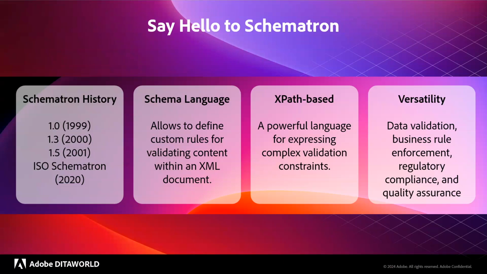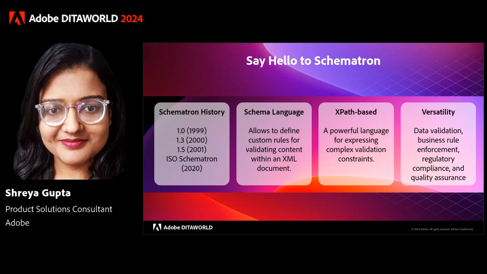Now, Schematron was developed by Rick Jelliffe in the late 1990s as an alternative to schema language for XML validation. It emerged at a time when XML schema and document type definitions were the primary schema languages for defining the structure and constraints of XML documents. The motivation behind Schematron was to provide a more expressive and flexible validation mechanism than what was offered by the existing schema languages. The aim was to create a schema language that could handle complex validation rules and constraints that were difficult to express using traditional schema languages.